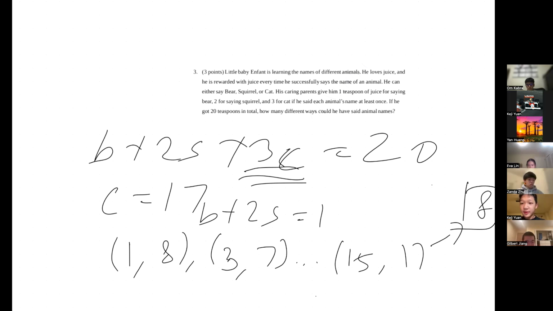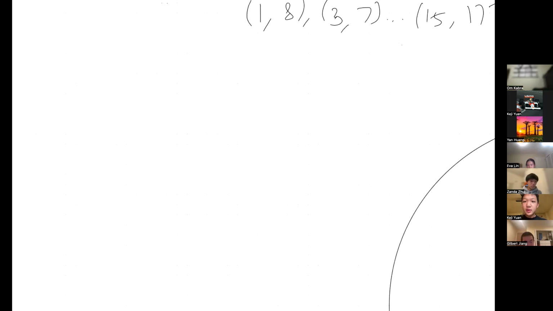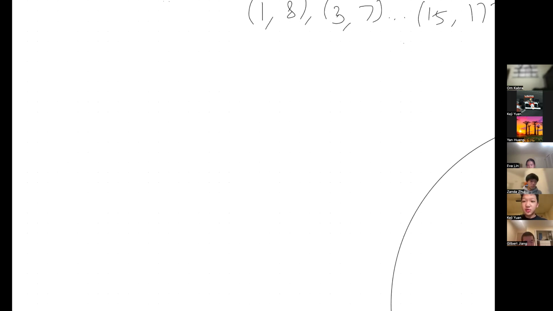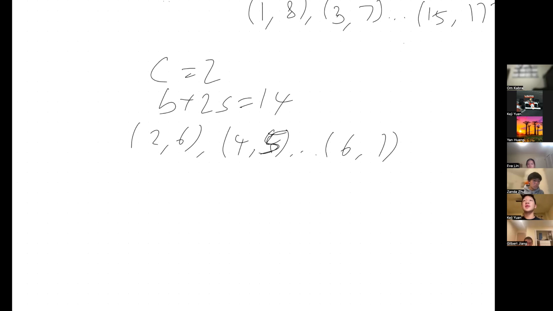All right, for our second case, I'll do it here. Case number 2, we have c is equal to 2, and then we have b plus 2s is equal to 14. Then our cases will be 2, 6, 4, 5, and all the way to 6, 1. Again, s will be going from 1 to 6. That would be 6 solutions for our second case.